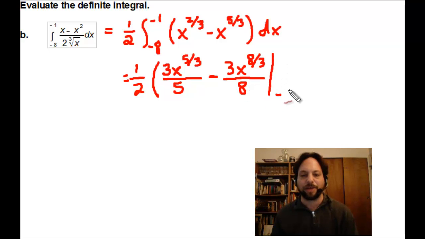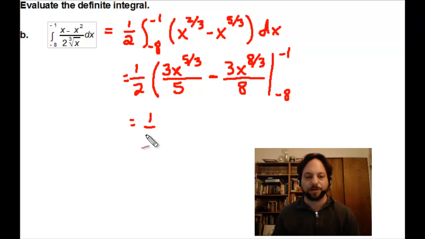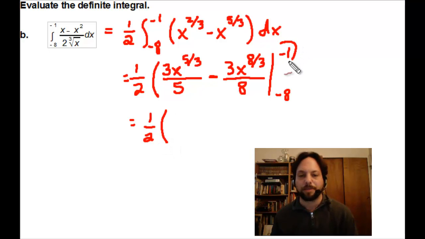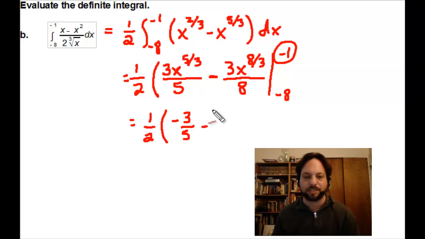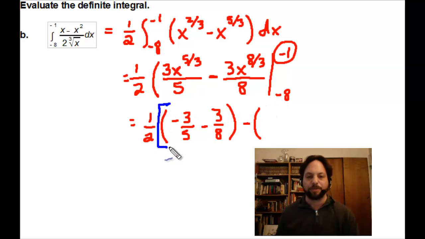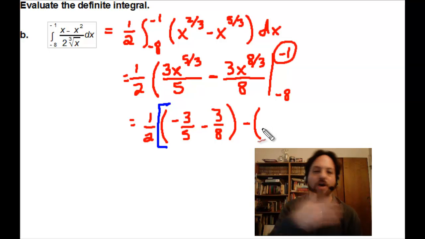Now, I'm going to go ahead and evaluate that from -8 to -1. And let's see what happens here. This isn't going to be pretty, but it will work. I'll start by plugging in my -1. And if I do that, what am I going to end up with? Well, this will just be, let's see, -3/5. And this will be minus 3/8. So that wasn't too awful. However, I will need to subtract whatever I get when I plug in my -8. And just to keep things all intact, let me go ahead and put brackets around this. So it's 1/2 times all of this stuff.